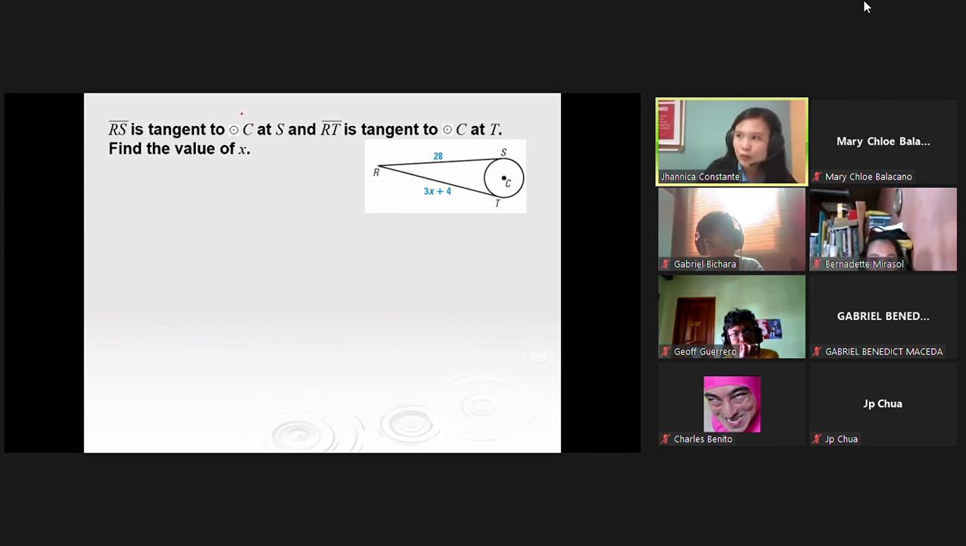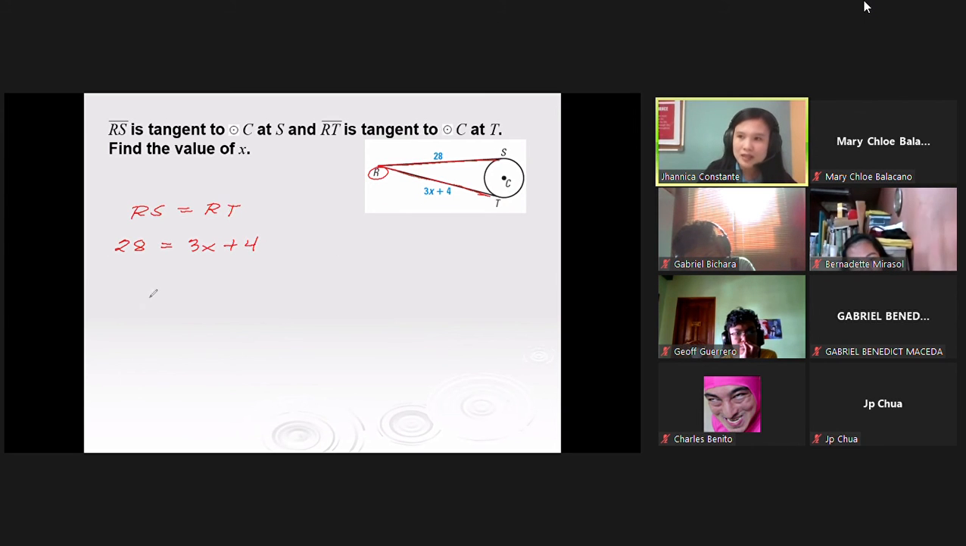Since these two tangents on the circle have the same endpoint, which is point R, it means the measurement of tangent RS is equal to the measurement of tangent RT. So if RS is equal to 28, and we need to find the value of x, if RT measures 3x plus 4.